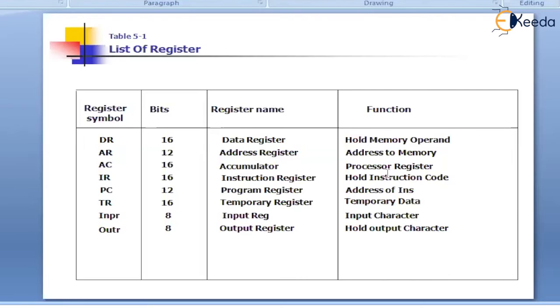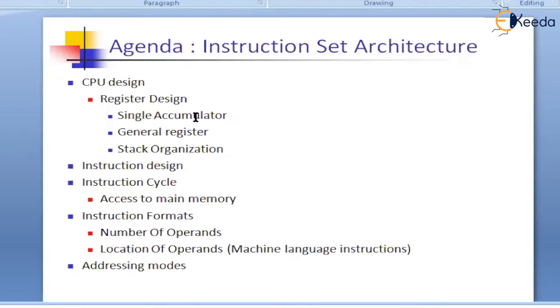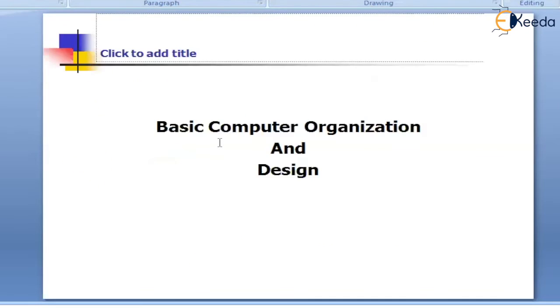Okay, so there is a single accumulator organization, general register organization, and a stack organization. Stack is necessary for both single accumulator organization and general register organization, because you know the importance of the stack. For every program that you are executing, a stack is required. So in both, we need to organize a stack. Let us design single accumulator organization.